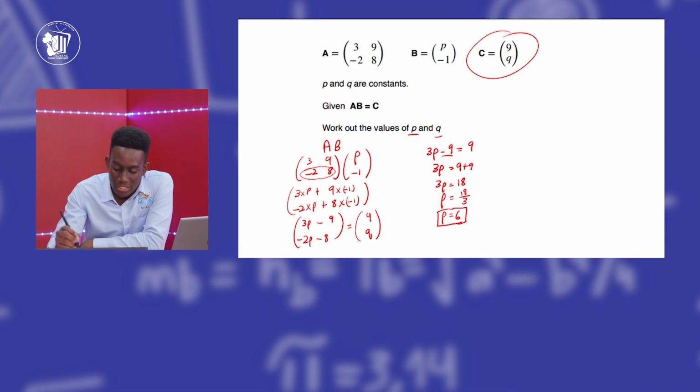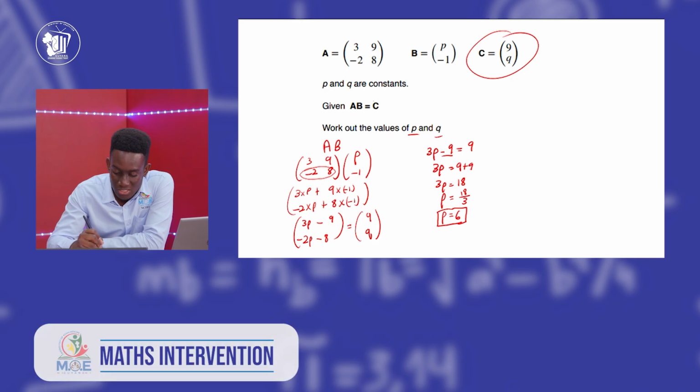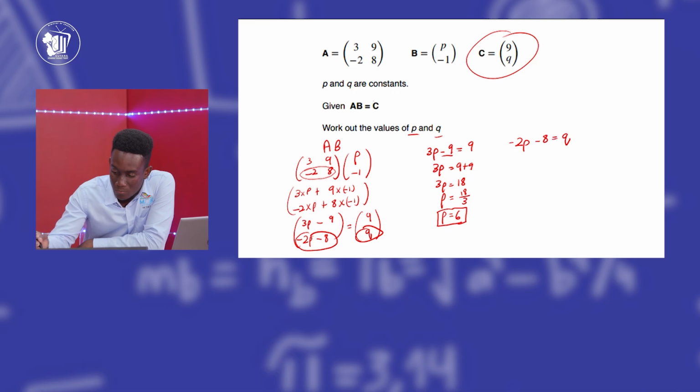So now we can work out the value for q. We see this is equated to q at the bottom here. So negative 2p minus 8 is equal to q. Well, we already found the value for p to be 6. So instead of negative 2 times p, we'll have negative 2 times 6, subtract 8, is equal to q. So negative 2 times 6 will be a negative 12, subtract 8. A negative 12 subtract 8 would be a negative 20 is equal to q. Q is equal to negative 20.